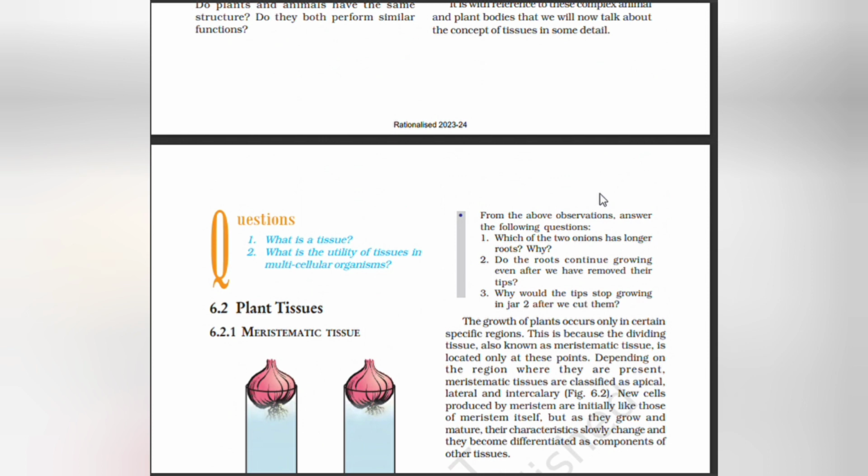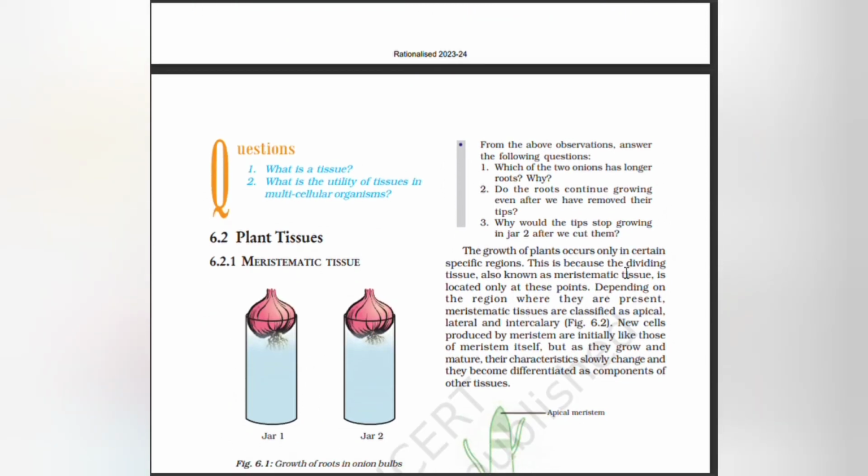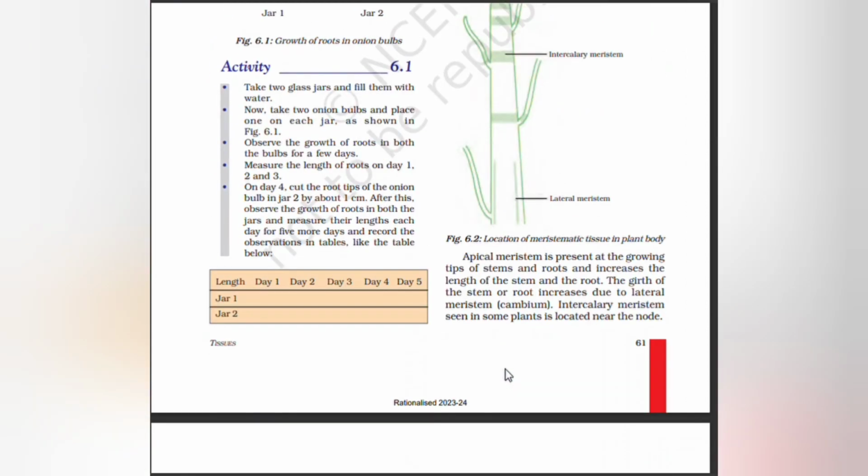From the above observations, which of the two onions has longer roots? The growth of plants occurs only in certain specific regions. This is because the dividing tissue, also known as the meristematic tissue, is located only at these points. Depending on the region where they are present, meristematic tissues are classified as apical, lateral, and intercalary. New cells produced by meristem are initially like those of meristem itself, but as they grow and mature, their characteristics slowly change and they become differentiated as components of other tissues.